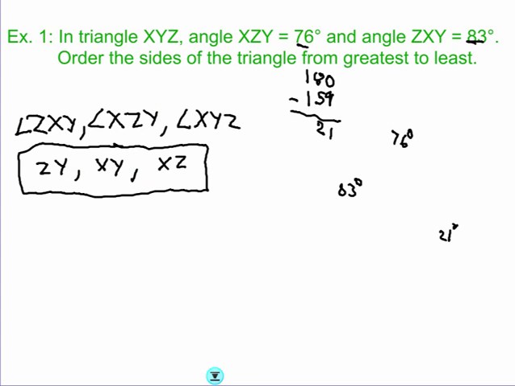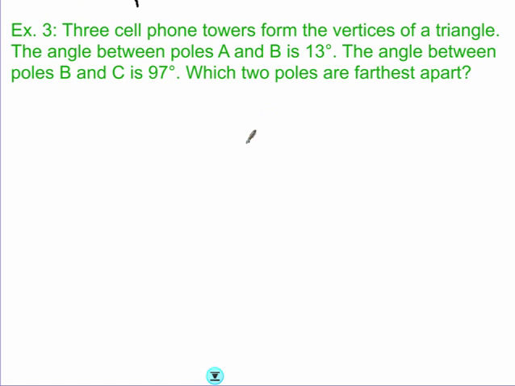And finally, example number 3. It says 3 cell phone towers form the vertices of a triangle. We know the angle between poles A and B is 13 degrees, and the angle between poles B and C is 97 degrees. Which two poles are farthest apart? Well, this is pretty similar to the problem we just did, except that now it's in a word problem. So let's see if we can do this without drawing a picture.